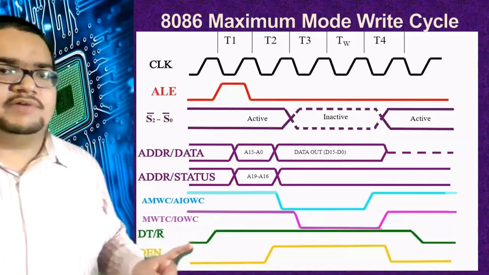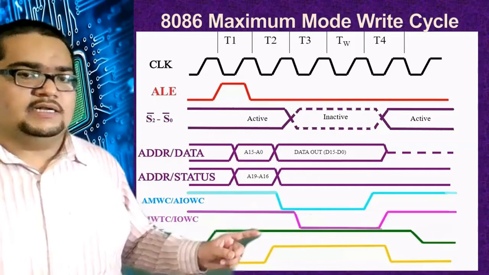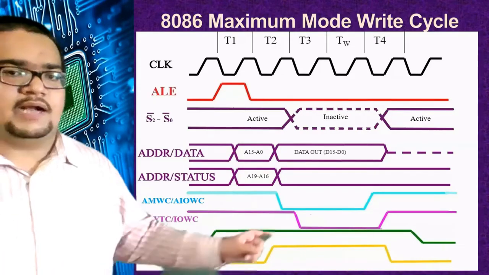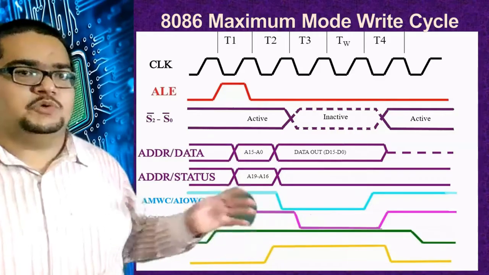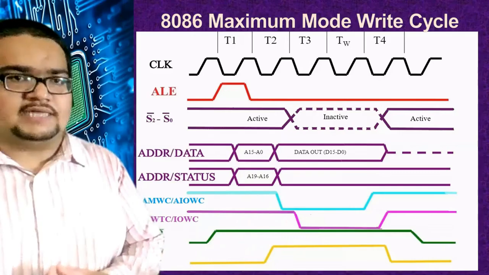Then we have DT/R bar, that is high this time because the processor is writing, it is transmitting. And the DEN signal is active high at this point when it has to enable the buffer. So that is all about the maximum mode write cycle also.